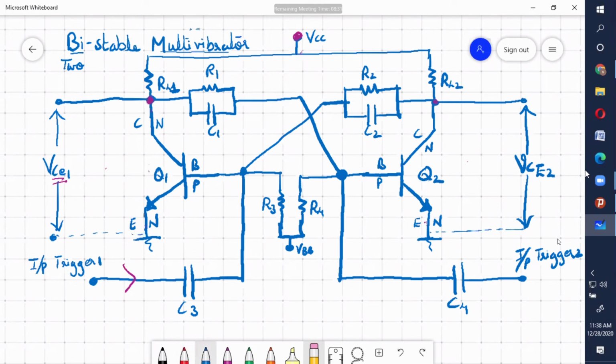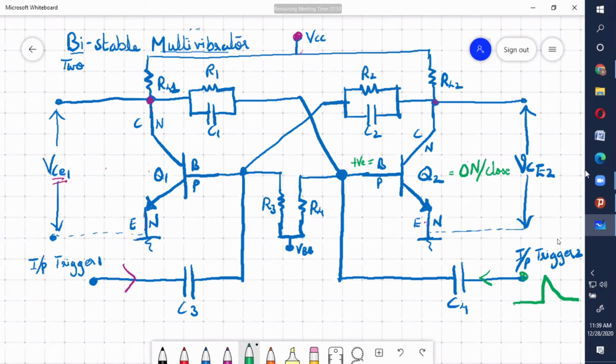Okay, I'll write that one in green color. So I'll now apply a positive trigger at input trigger 2. This positive value is applied here, so this base is now receiving positive. Now the base of Q2 is positive. Whenever the base of Q2 is positive, what will happen to Q2? Is it on or off? On. If it is on, it is acting as an open or closed switch? Closed switch, right?